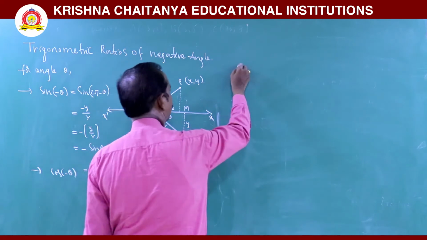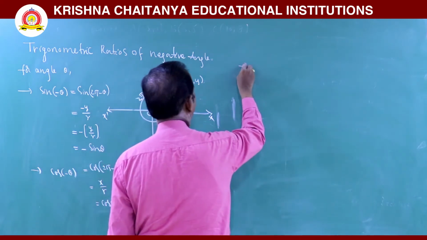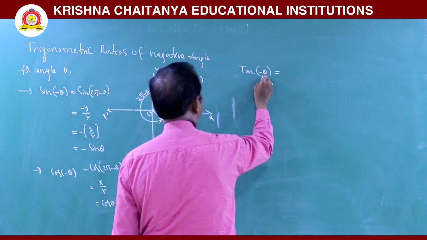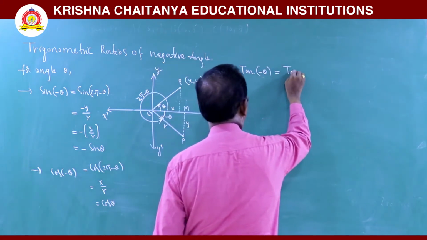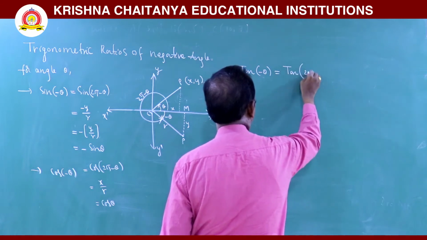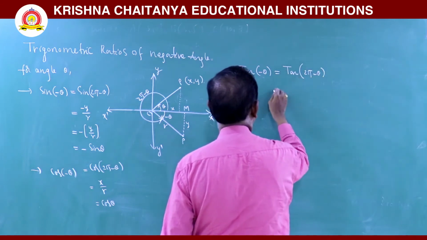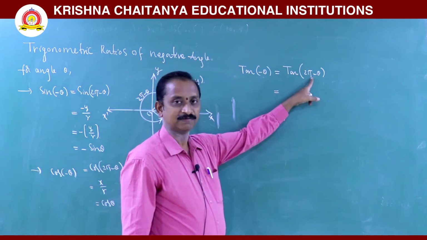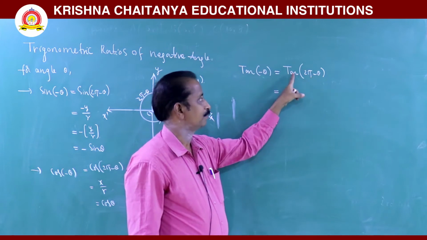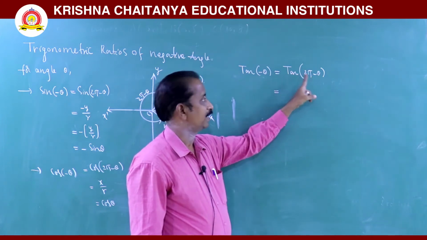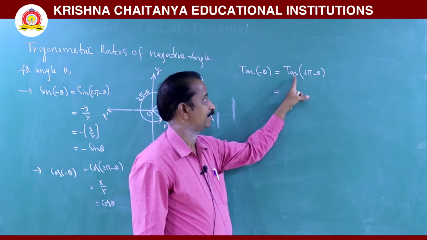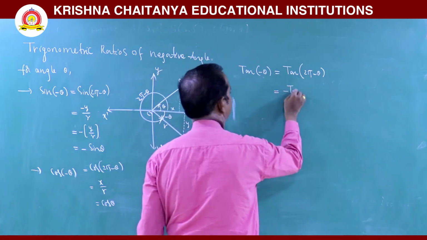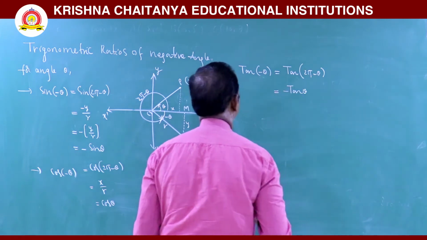Next we can find tan of minus theta. Clockwise direction minus theta, but anti-clockwise direction it is nothing but 2 pi minus theta. So we can write in simple way: 2 pi minus theta lies in fourth quadrant, tan position negative. At this allied angle trigonometric ratio unchanged. So answer should be minus tan theta.